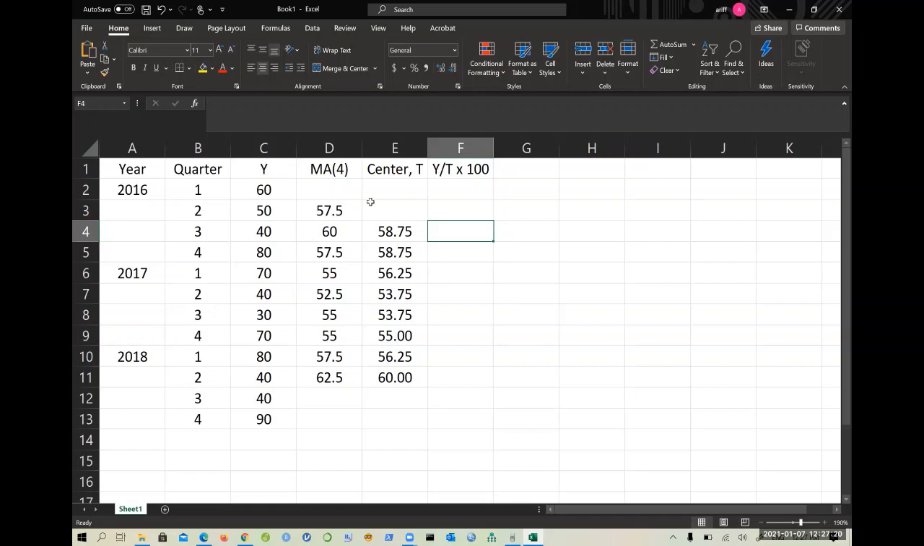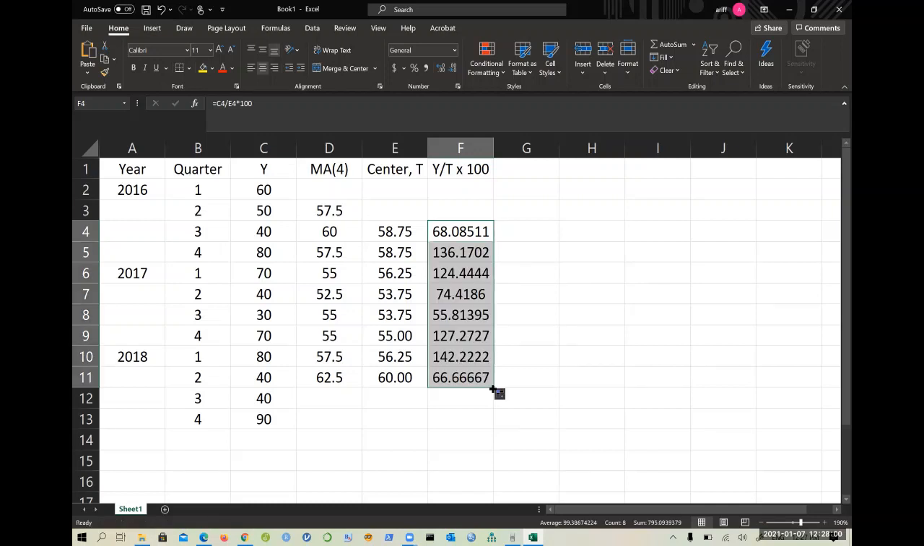for the period where you have the trend values. So in this case, the first two rows and the last two rows do not have T values. So that means you don't have to calculate the Y over T times 100. So you just need to calculate the ones with the value of T. So in this case, this is just simply 40 divided by 58.75 and then multiply with 100. Okay, so you get this value. Okay, so you just do the same thing for the rest of the data. So you're going to get this one.